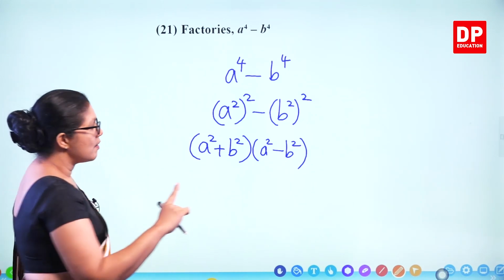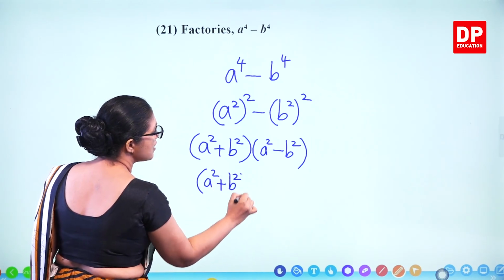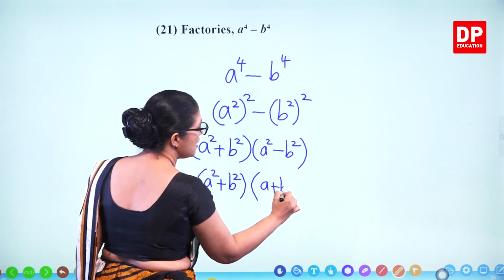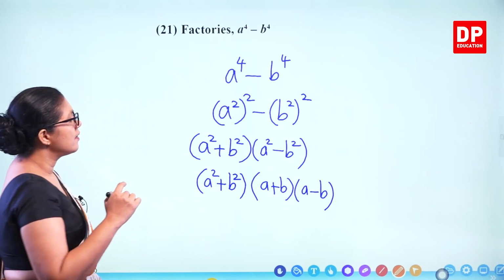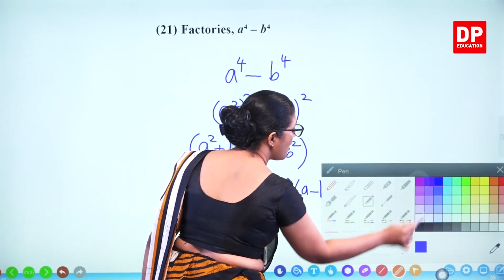Now again, we can apply the difference between two square terms for this one. What are the factors? a plus b and a minus b. So that's fully factorized. So 2 marks.